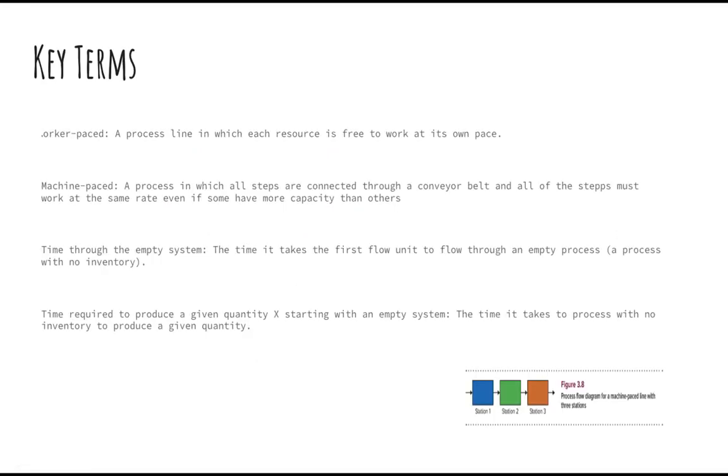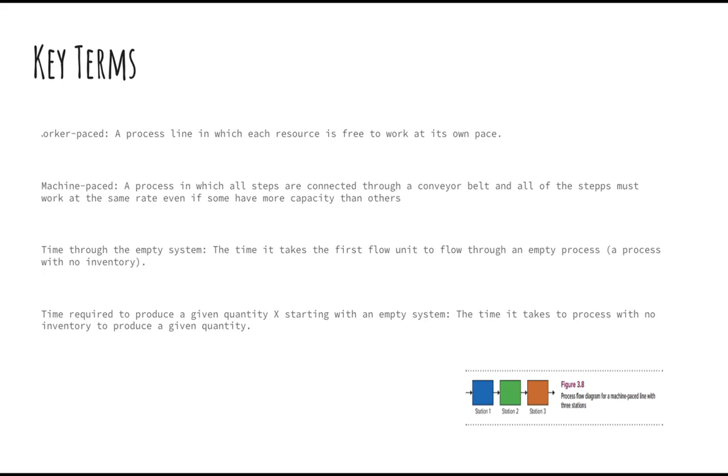Here are some key terms. In a worker pace line, workers work at their own pace. If a previous worker finishes before the next, that worker stores the flow unit in inventory. This was demonstrated in our subway example. It wasn't until after the 3rd customer that we were able to complete orders after every 40 seconds.